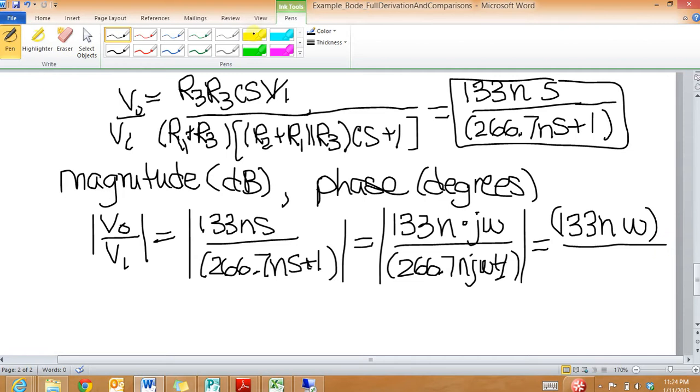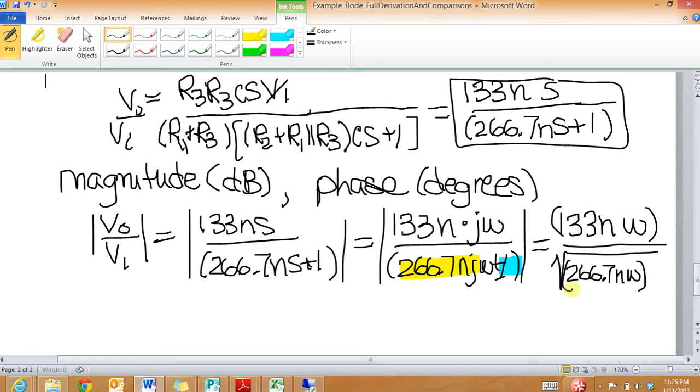And the magnitude of that, if you recall, is the square root of the imaginary squared plus the real squared. So the square root of the imaginary portion, which is 266.7 nano, times omega, that's all going to be squared, plus the real part, which is 1 squared.